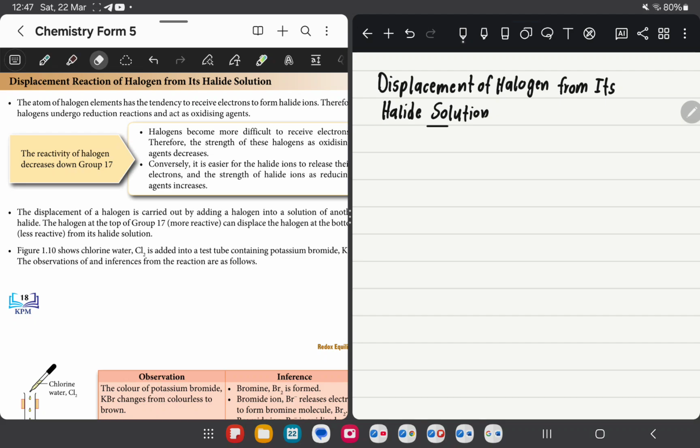First thing first, about displacement. Displacement means throw and combine, meaning that the halogen will throw the previous halide and then it will combine. Mostly I will call displacement the kick and combine reaction. This one you cannot write in exam, I just tell you for you to understand. So I will tell you how this kick and combine occurs.